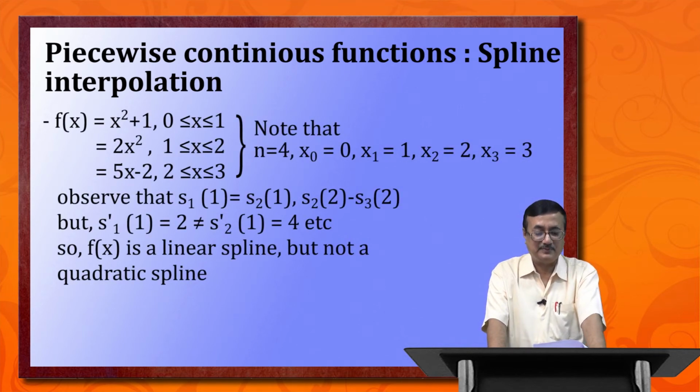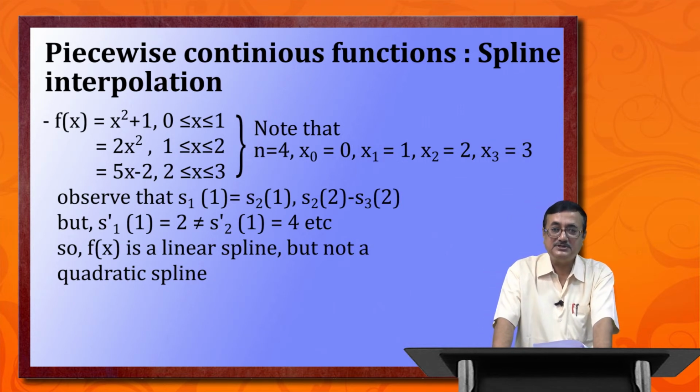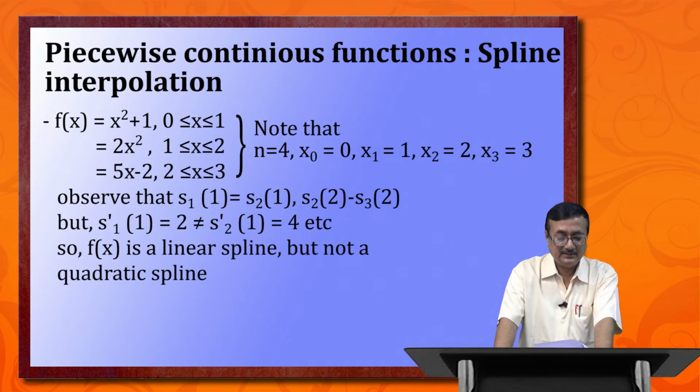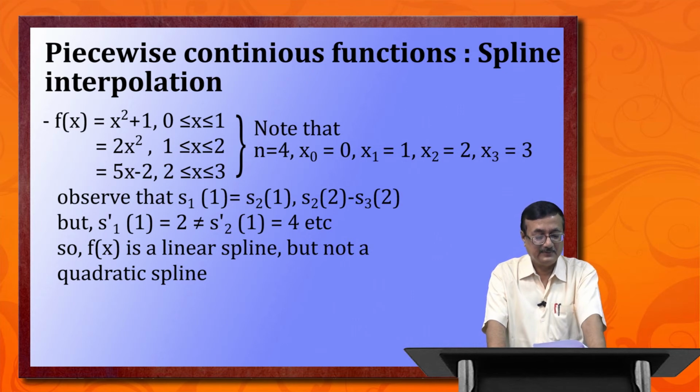f(x) is given to be x square plus 1, a quadratic function, in the interval 0 to 1, is equal to 2x square in the interval 1 to 2, and is equal to 5x minus 2, a linear function, in the region 2 to 3. Here the interval [a, b] is 0 to 3, n is equal to 4, x0 is 0, x1 is 1, x2 is 2, x3 is 3. We observe that S1 at x is equal to 1 is equal to S2 at x is equal to 1, S2 at x is equal to 2 is equal to S3 at x is equal to 2.